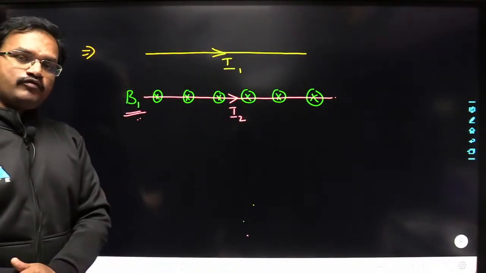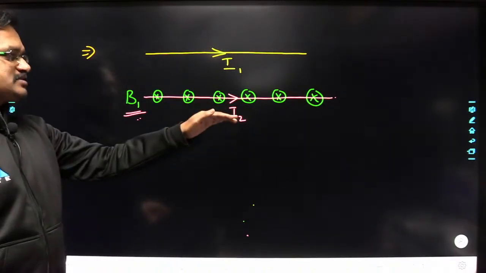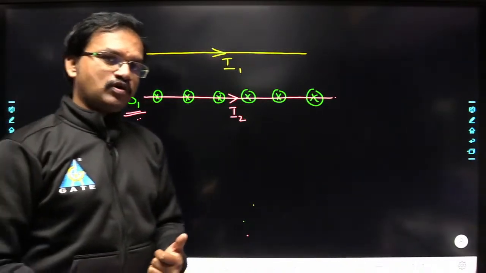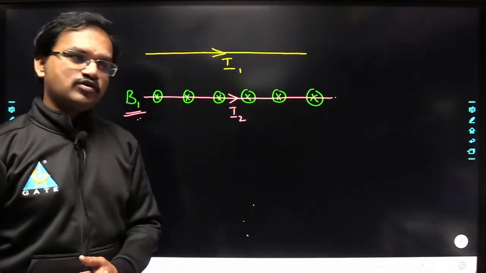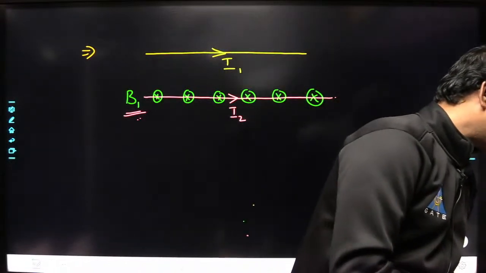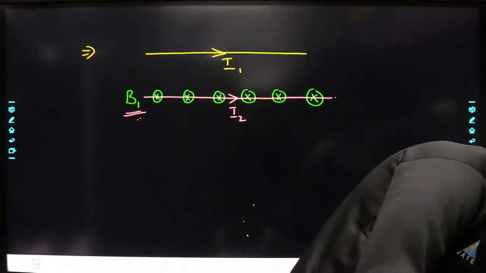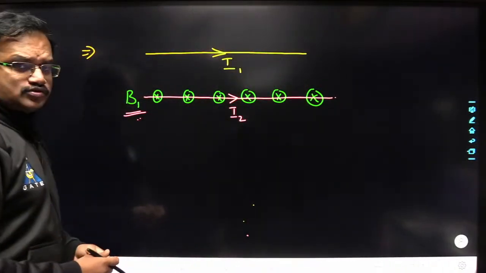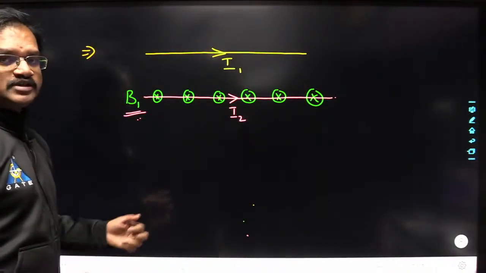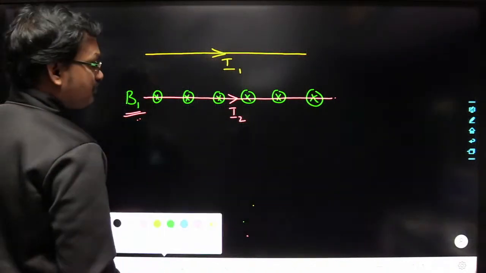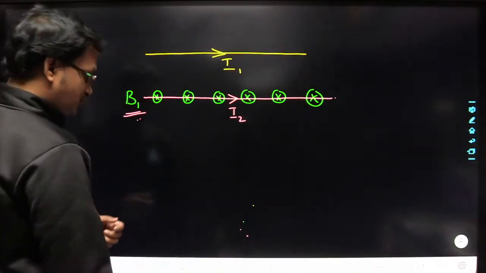We know that whenever you place a current carrying wire in a B field, it is going to experience magnetic force, right? Yes or no? In which direction it is going to experience the magnetic force, that we can determine from the Lorentz force equation.